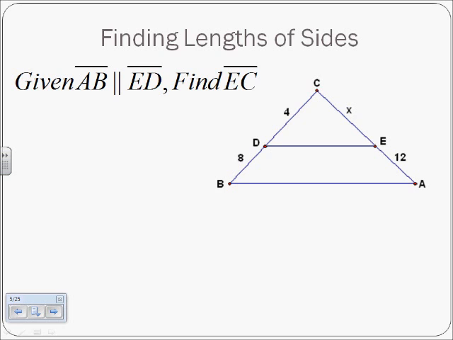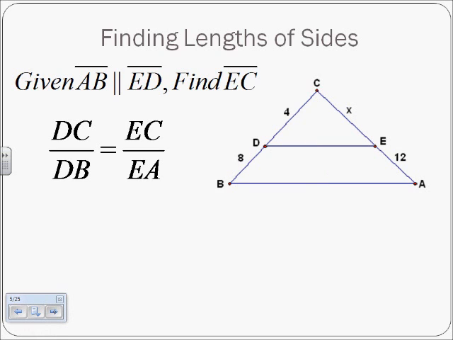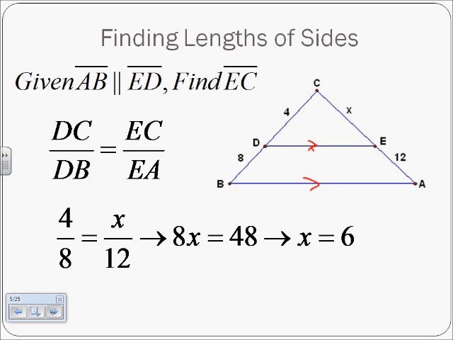It says, finding length of sides. Given AB is parallel to ED, find the length of EC. So we have the X already given to us. We have lines AB and DE being parallel. So applying the theorem we just talked about, we can make this proportion statement: DC over DB is equal to EC over EA. Plug in the information that we know. These are 4 over 8 is equal to X over 12, and then cross multiply and solve. At this point, we should be pretty quick with cross multiplying and solving. X equals 6, final answer for EC.